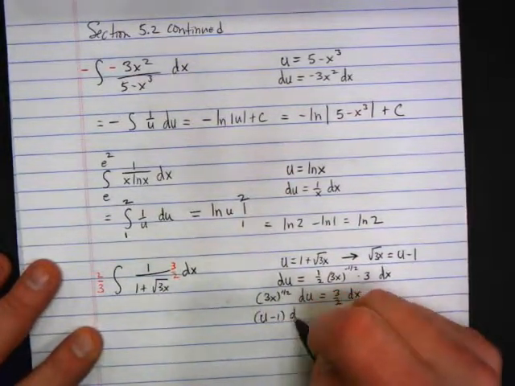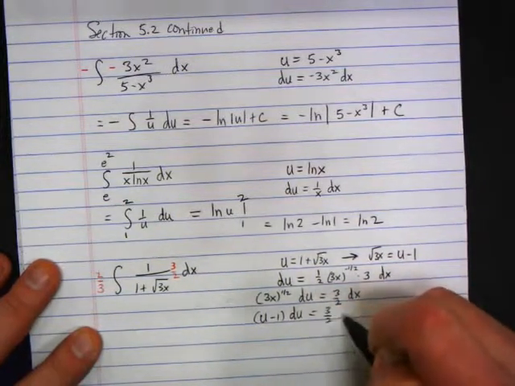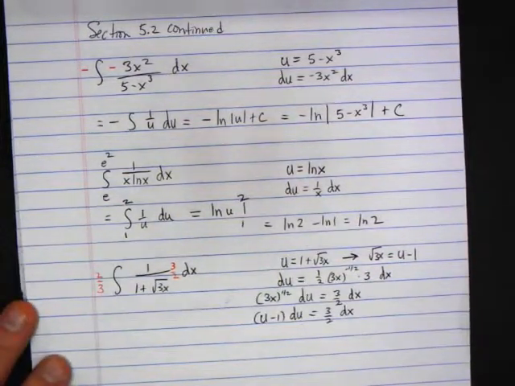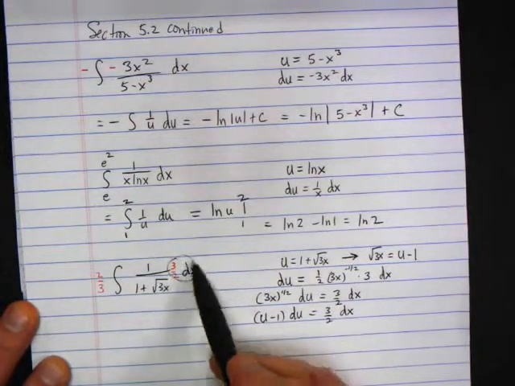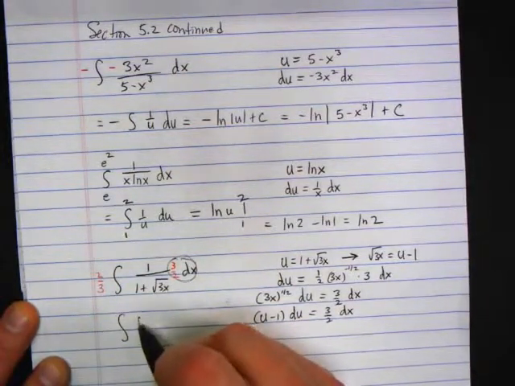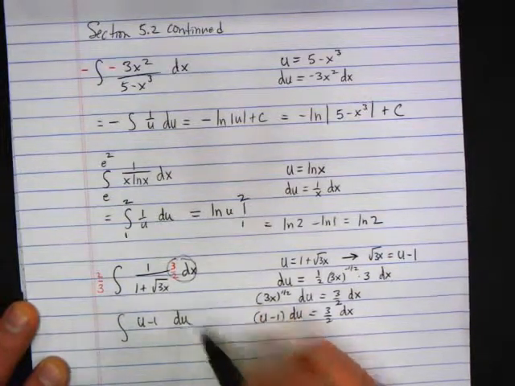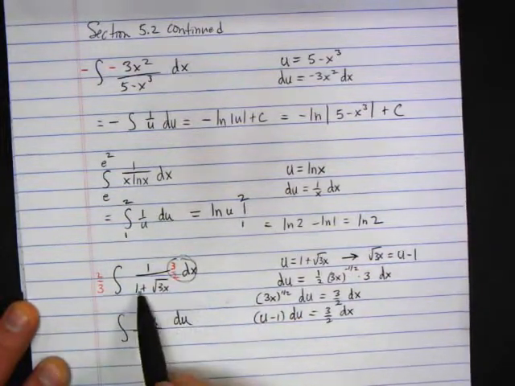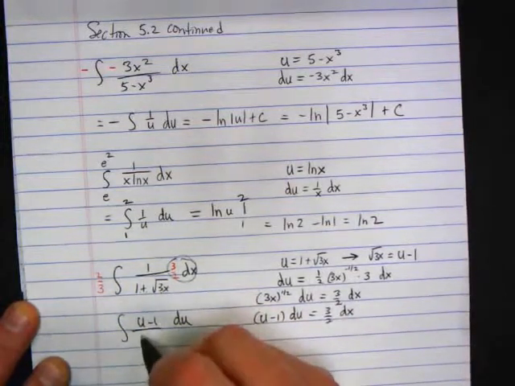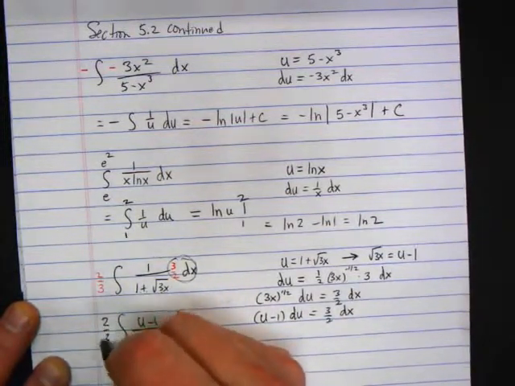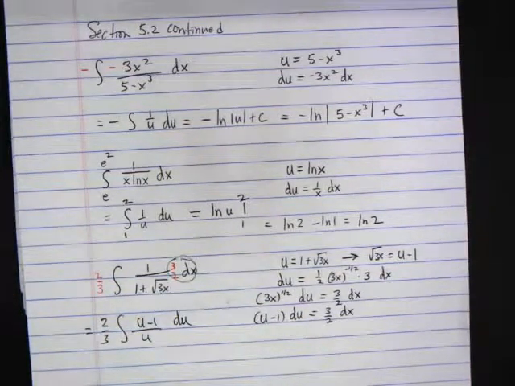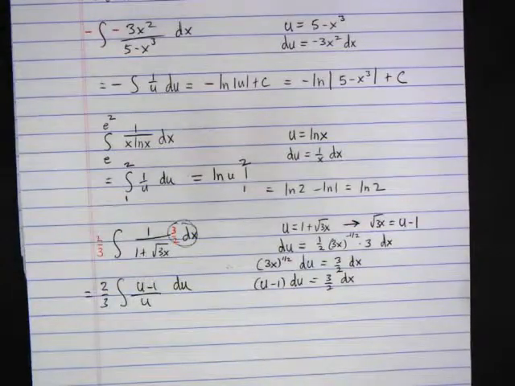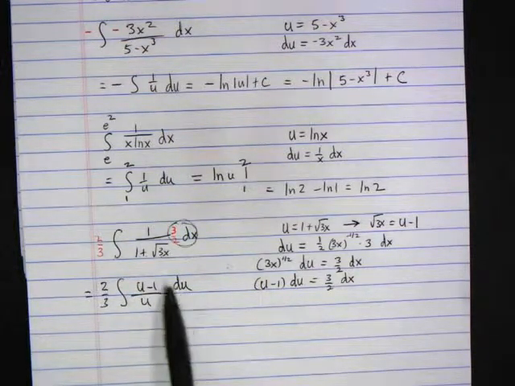So u minus 1 du is 3 halves dx. This 3 halves dx right here is going to be u minus 1 du. Then this thing down on the bottom, 1 plus the square root of 3x, that's just u. And then I still have that 2/3 out front. That's an unusual type of substitution, one that doesn't happen very often, but every now and then it does. So I've rewritten my integral, and now I have everything with u's in it.